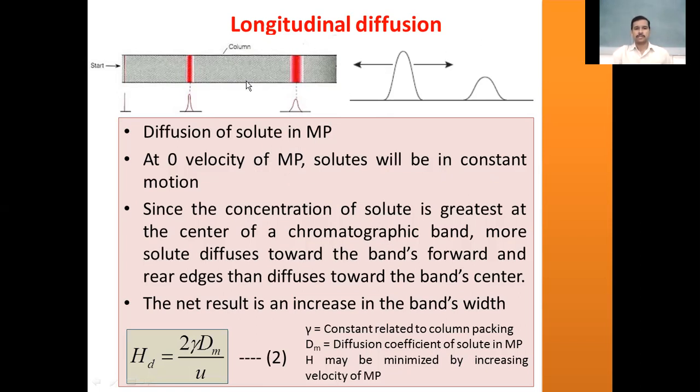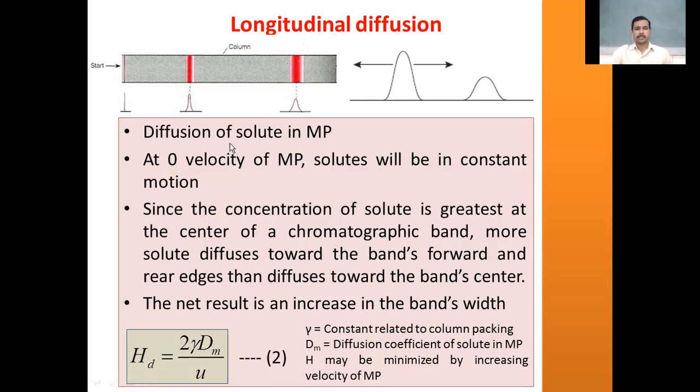Therefore, if you look at these bands, if you consider this band, the concentration of the solute at the center of the band will be more when compared to the front and rear edges of the band. This is the center of this particular band. Even under zero velocity of the mobile phase, the concentration of the solute at the center of the individual chromatographic band will be more when compared to the front and rear edges of the band.